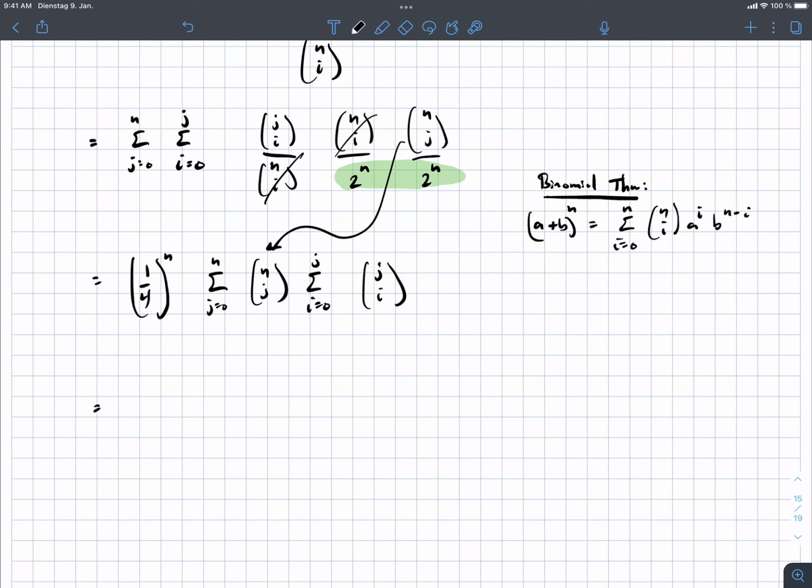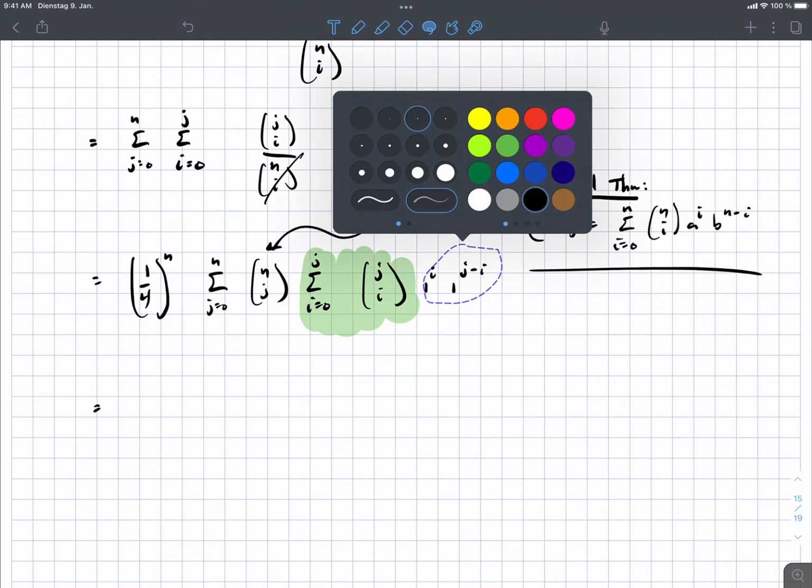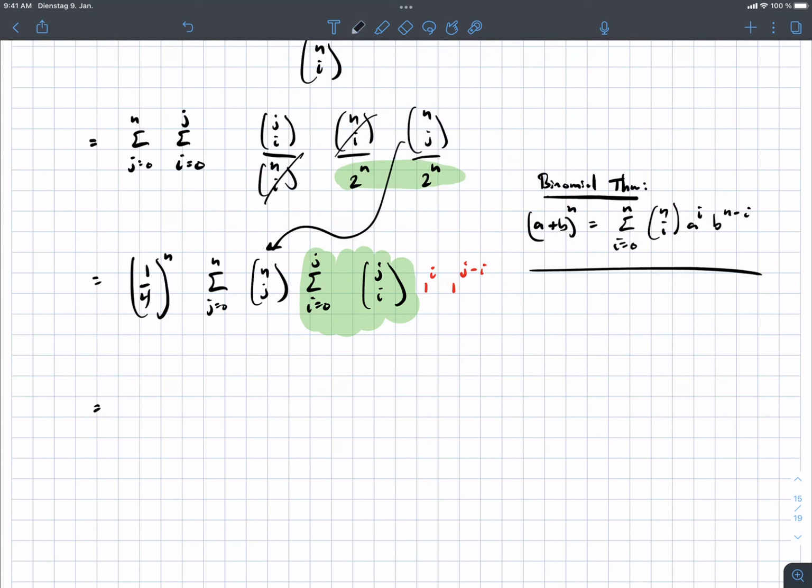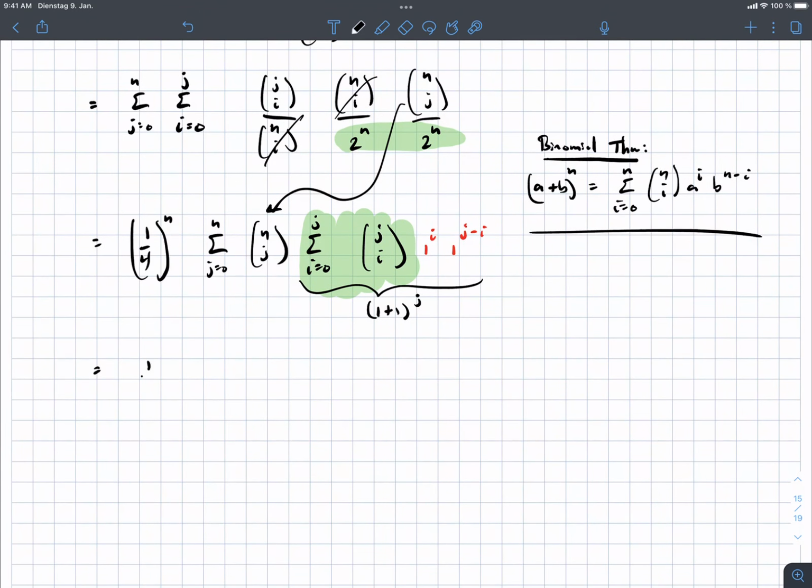Okay, so when I see something like this, I should immediately try to put it into the binomial theorem. I can put here 1 to the i, 1 to the j minus i, so I can just add that. It doesn't change anything. And then I see that this whole thing must be (1 + 1) to the power j by the binomial theorem. So now I've got this, n choose j, 2 to the j. All of this just became 2 to the j.